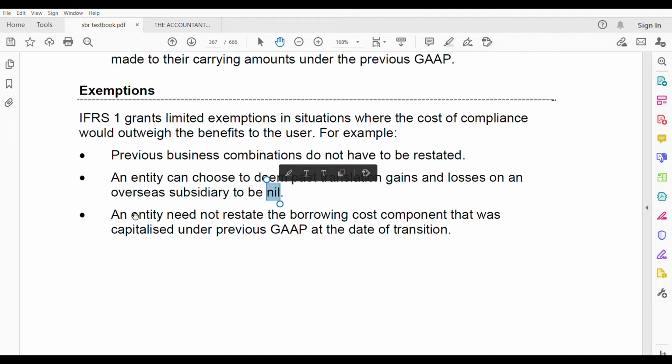Third, an entity need not restate the borrowing cost component that was capitalized under previous GAAP at the date of transition. What happens? You don't have to restate it. You take it as it is, whatever it was under previous GAAP. The borrowing cost that was capitalized. Okay, borrowing cost is explained under IAS 23.